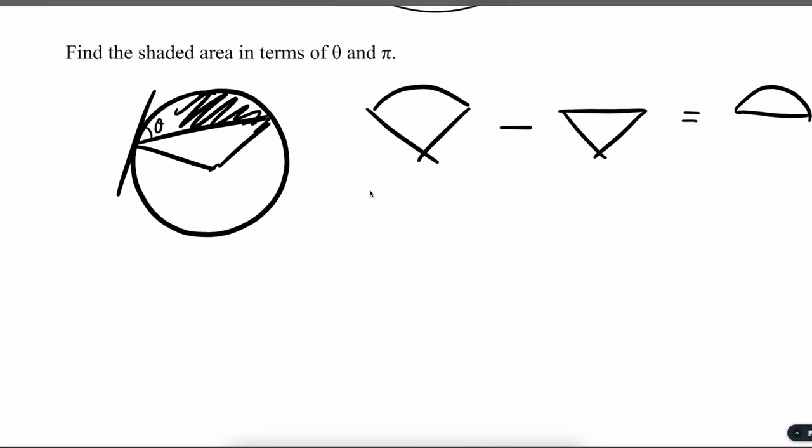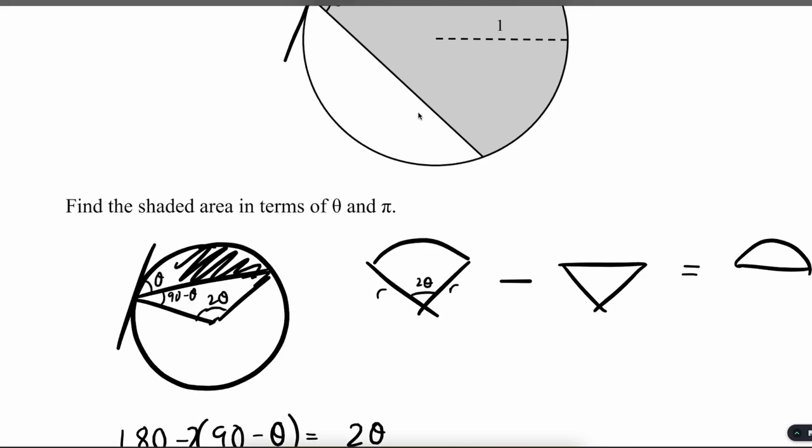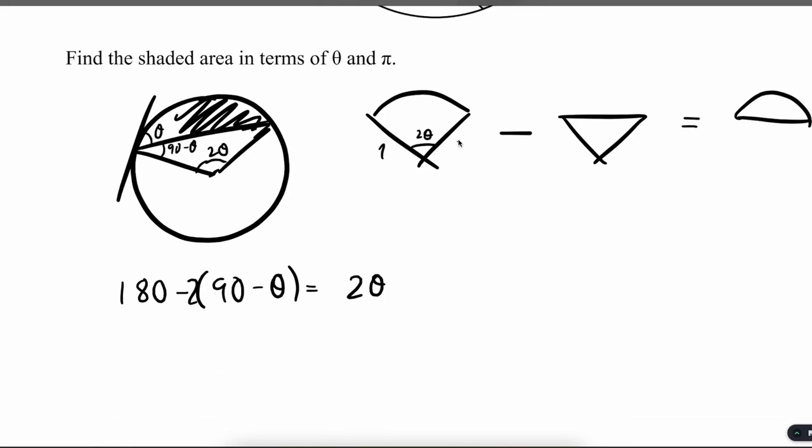So that is, well, we need to use circle theorem. So if this is 90 degrees along here, this is theta, 90 minus theta. So 90 minus theta on the other side, so this angle is 180 minus 90 minus theta times 2, which equals 2 theta. So this is 2 theta, okay? So that's 2 theta on the bottom. Then we've got a radius and a radius. Now we know the radius is 1, so we'll just replace that with 1.